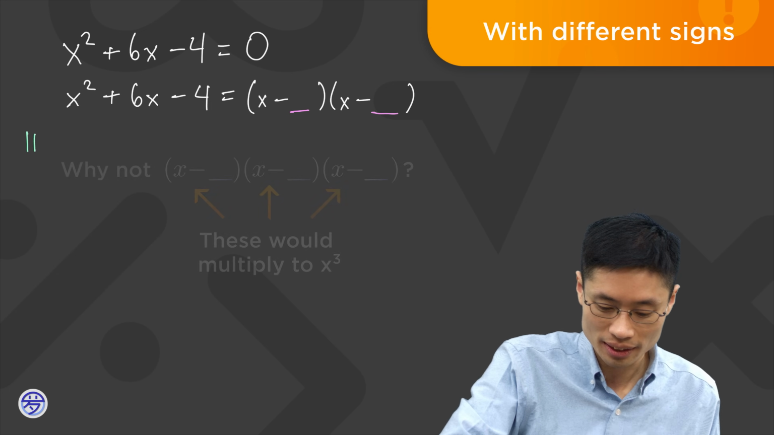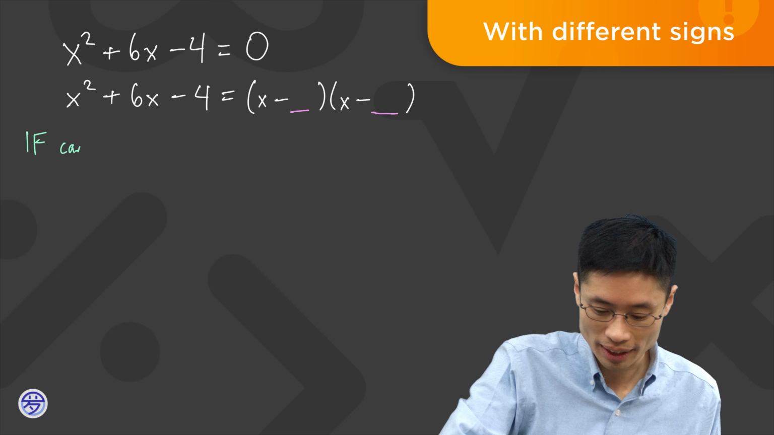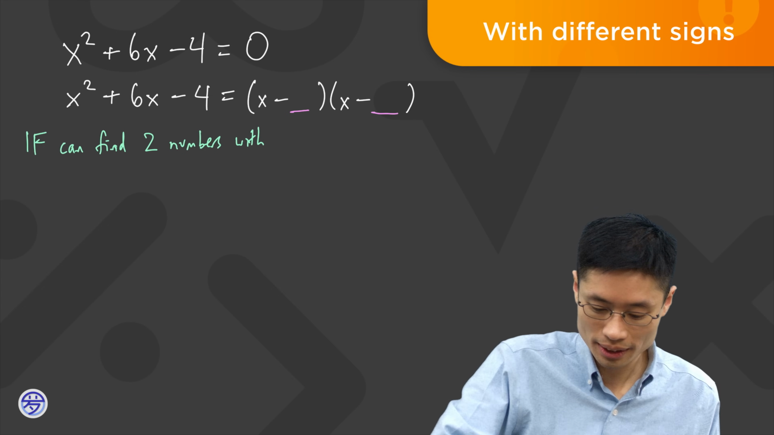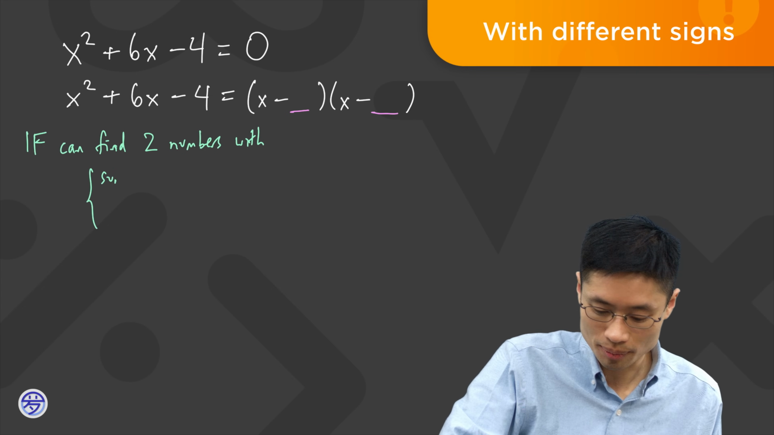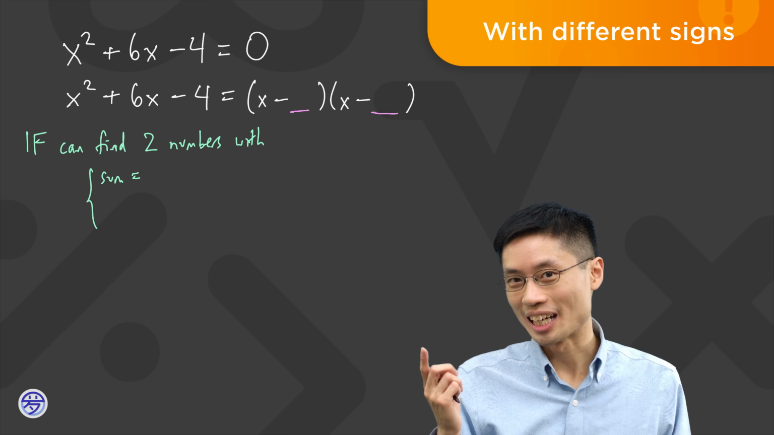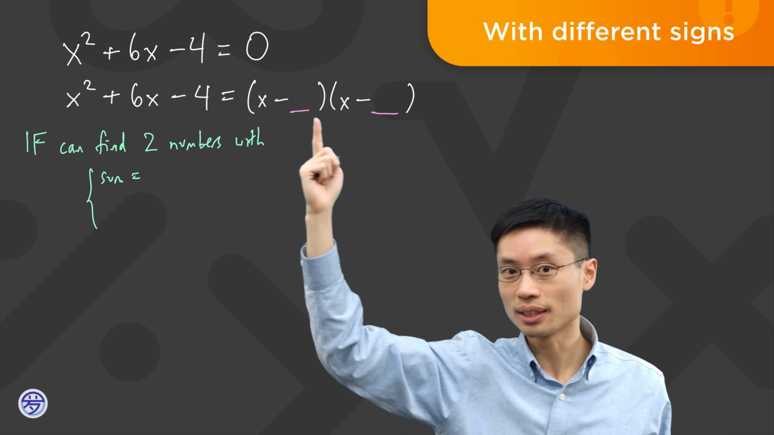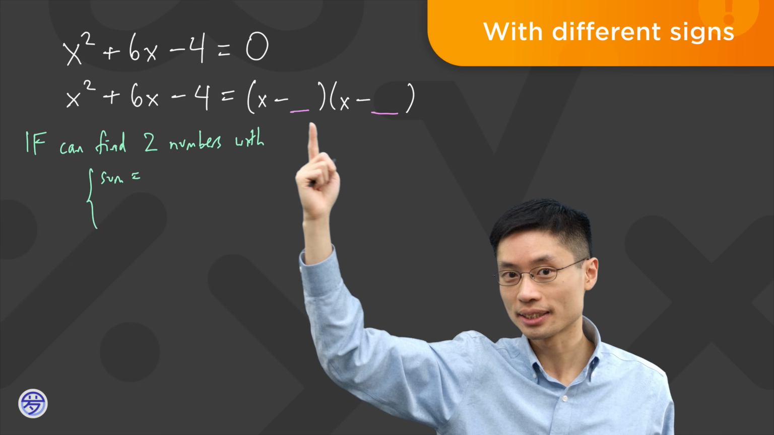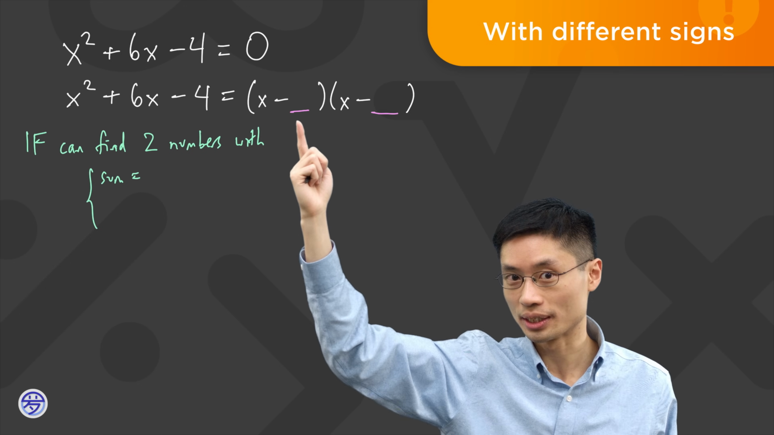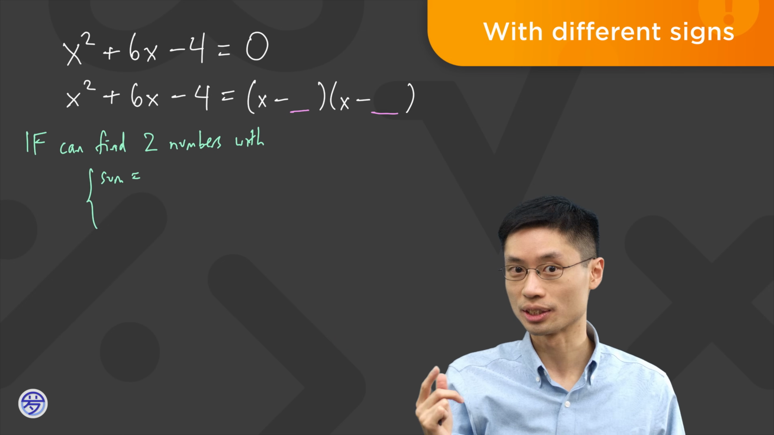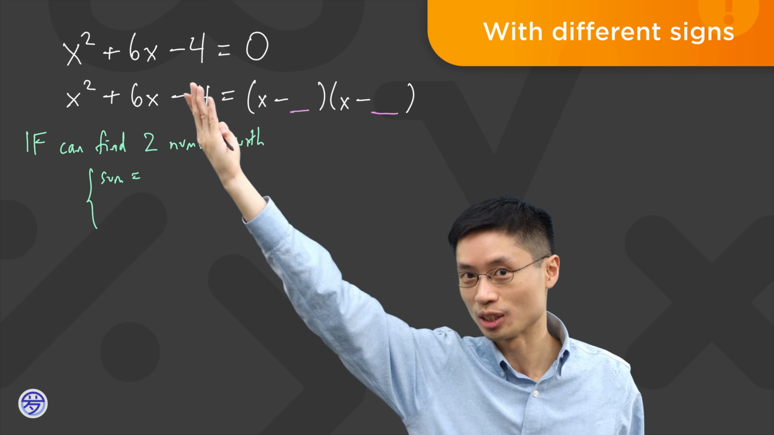I'll write my whole thing again. If I can find two numbers with sum equals, this time, minus 6. And that's because I'm insisting on putting these minus signs here. Putting minus signs here is what lets me eventually say that the numbers in these blanks are the exact solutions to this quadratic equation to begin with.